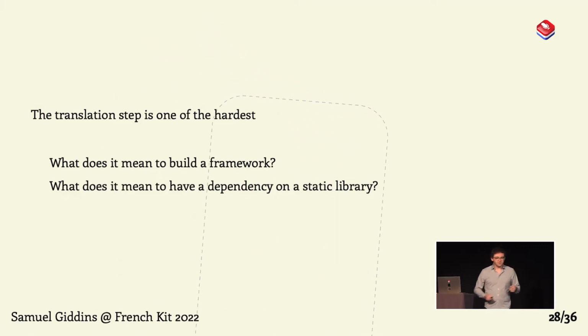You could ask, what does it mean to have a dependency on a static library? In Xcode, you can drag and drop your library into the link target with libraries build phase. And what does that mean? Well, Xcode knows that it means you have to add -L to the linker command to say here's a library search path, and then you have to add -l and then the name of the library, without the .a at the end, to link it.